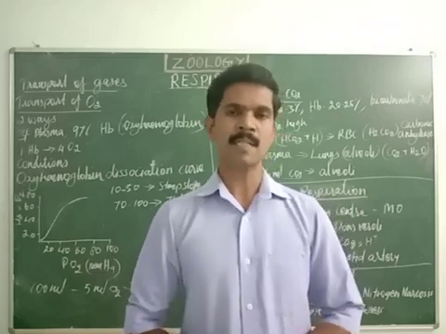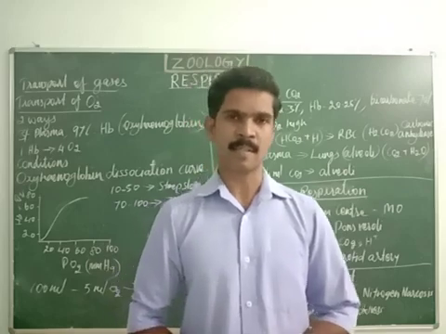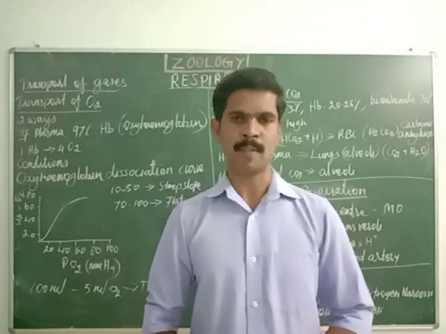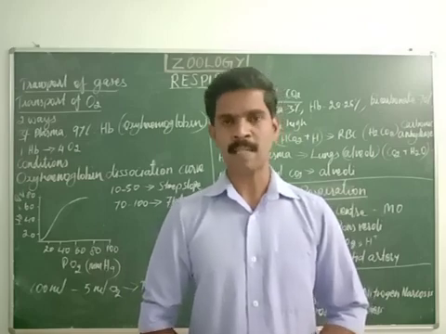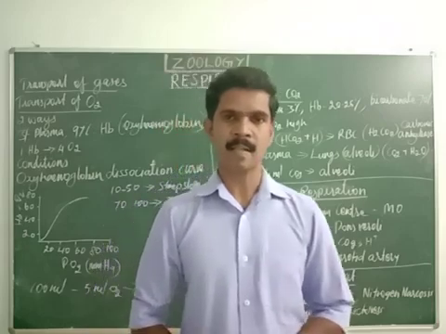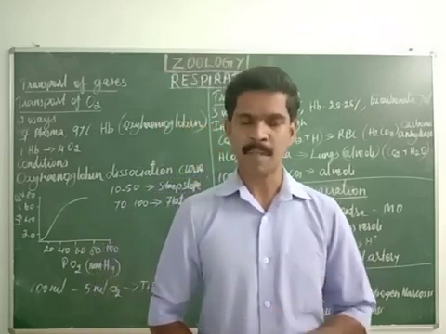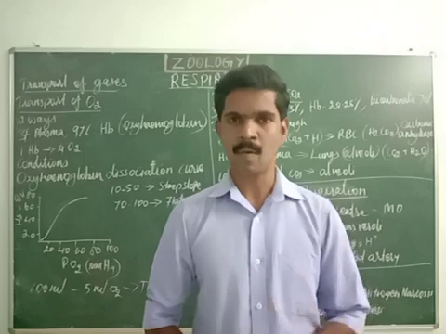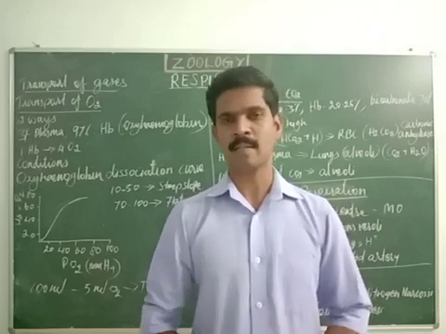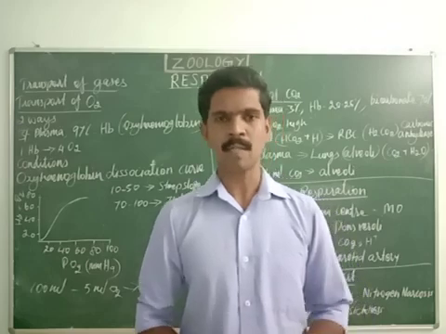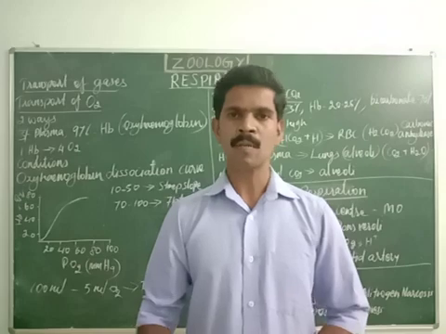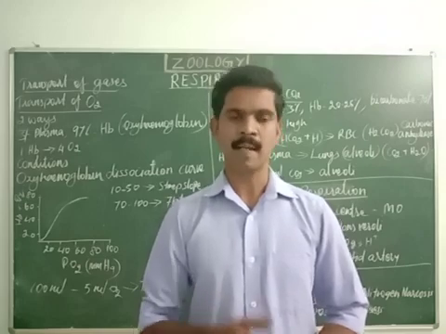These factors are very useful for the formation of oxyhemoglobin. There are many reasons for the formation of a high amount of oxyhemoglobin. The first reason is high PO2, the second is low PCO2, then low temperature and low hydrogen ions. These reasons help the formation of more oxyhemoglobin inside the alveoli.